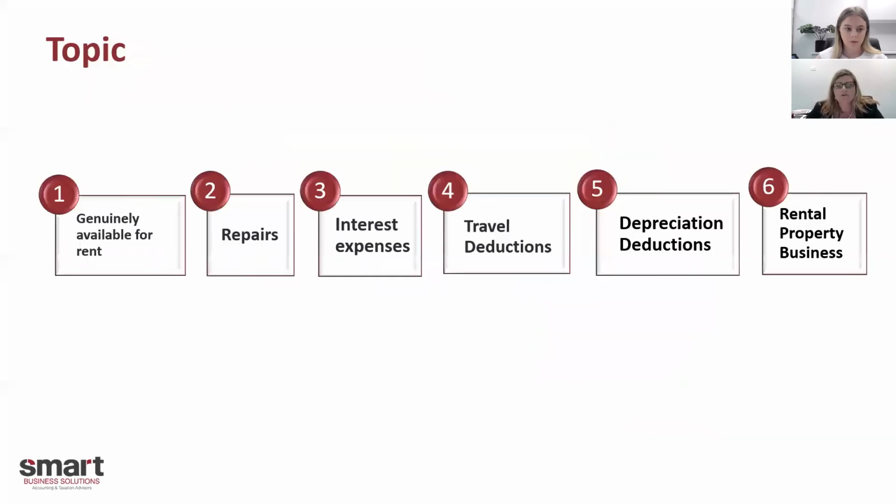What I want to go through today is some of the key areas, rather than going through 101 on what rental property deductions are. I always have the analogy: would I have incurred this expense if it wasn't for my work or my business, or in this case the investment property? So I'm picking out key areas where we tend to see misunderstandings from a client perspective.